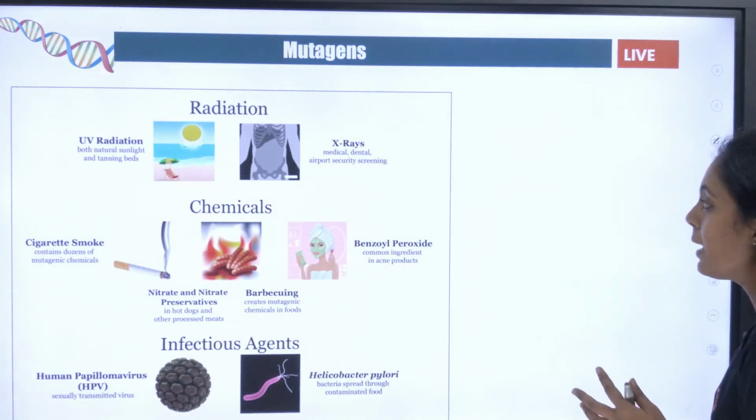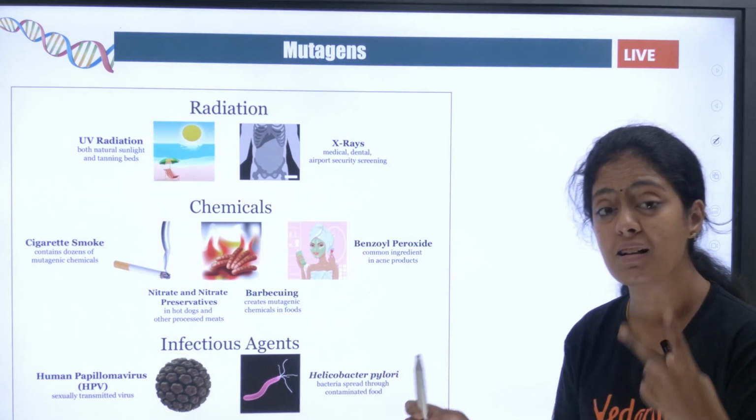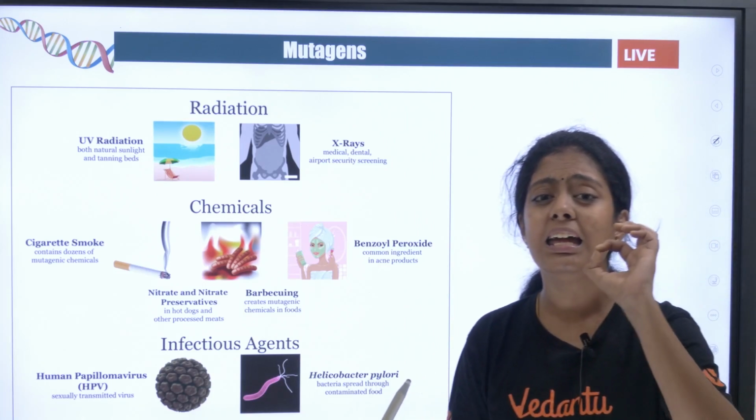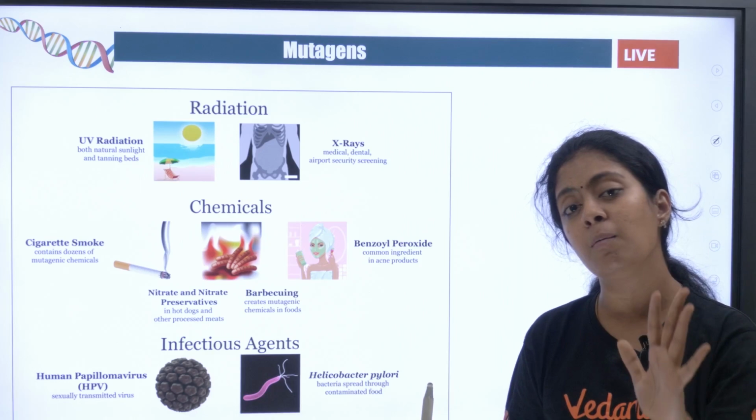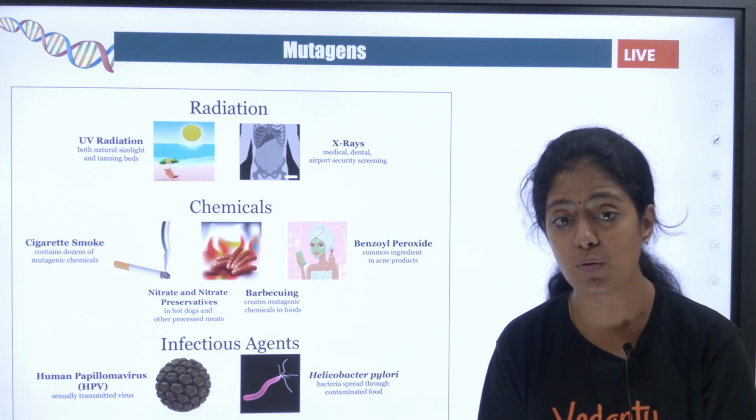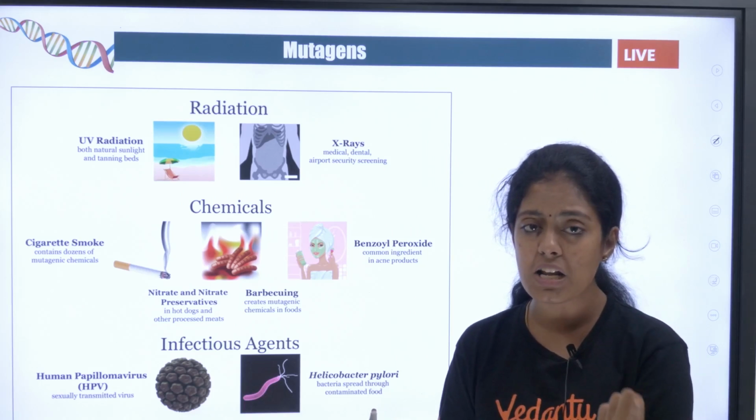Okay, so inga paakalam, radiation, UV rays, X-rays. Okay, then I have chemical, cigarette smoking. Okay, 80% of the people who are chain smokers have more probability of getting cancer in their future. That is, it could be lung cancer, it could be buccal cavity cancer or oral cancer.